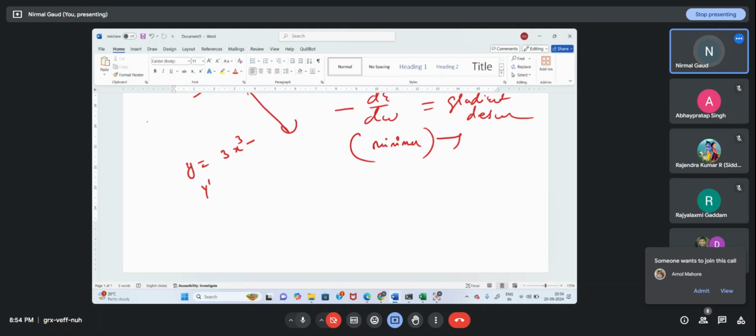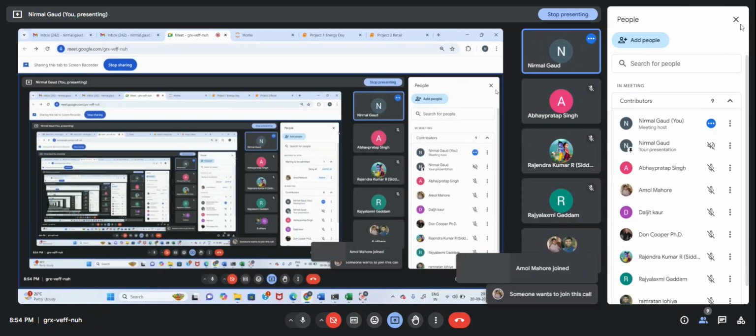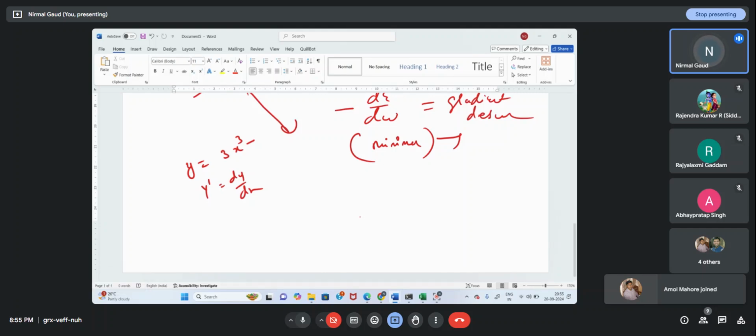Okay, we differentiate y. That means we first do dy by dx, and then we equate it to 0. For example, my function is 3x cube minus 2x. So the differentiation of it is 3 will come forward, 9x square minus 2. This will be the differentiation.